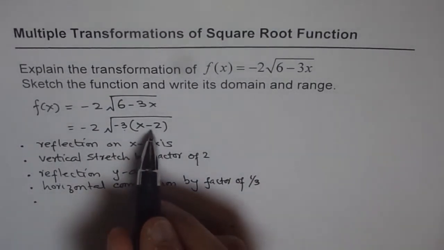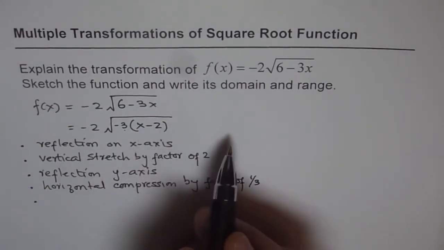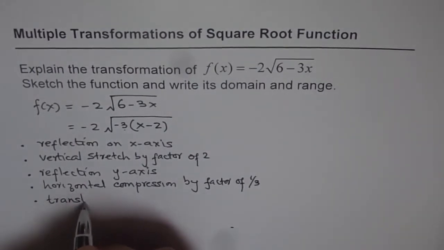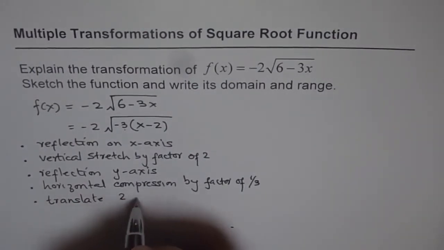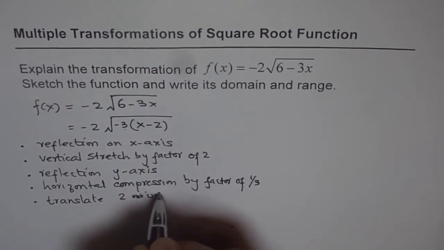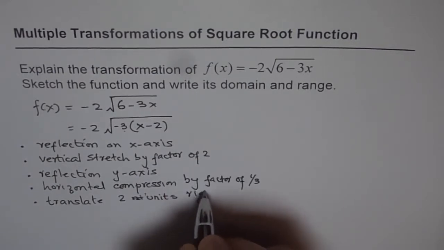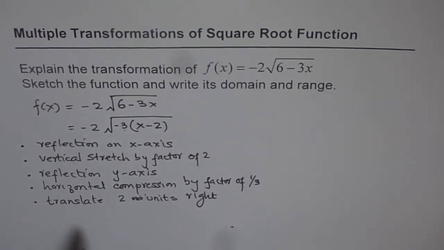Now the last one here is minus 2. Minus 2 means it moves 2 units to the right. So translate 2 units. Or we could write horizontal translation of 2 units to the right. So we have written our transformations.